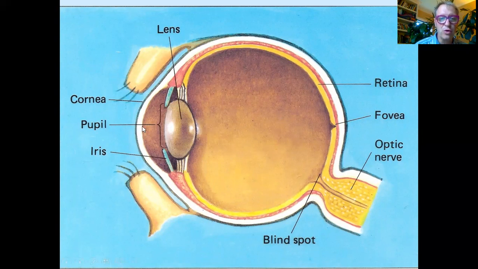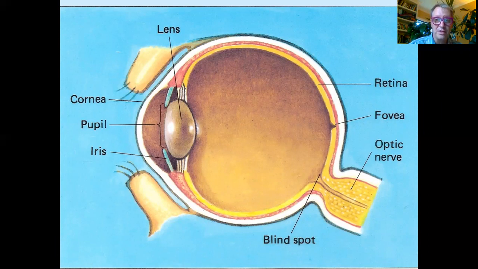So light waves go through the cornea, pupil, lens, and then strike back here in the back of the eye, which is known as the retina. Now this retina has several properties to it. There are specialized cells in the back of the retina known as rods and cones. We have a lot more rods than we have cones. We have about 120 million rods and about 6 million cones.